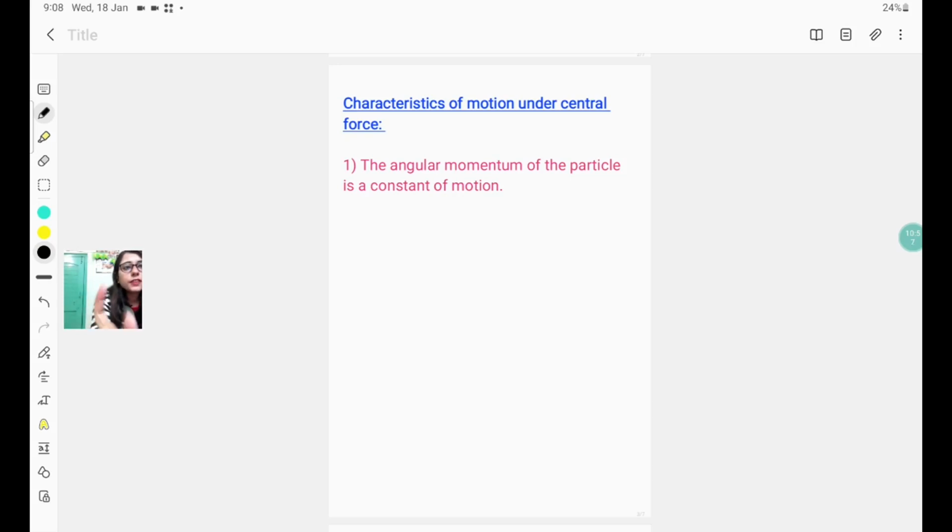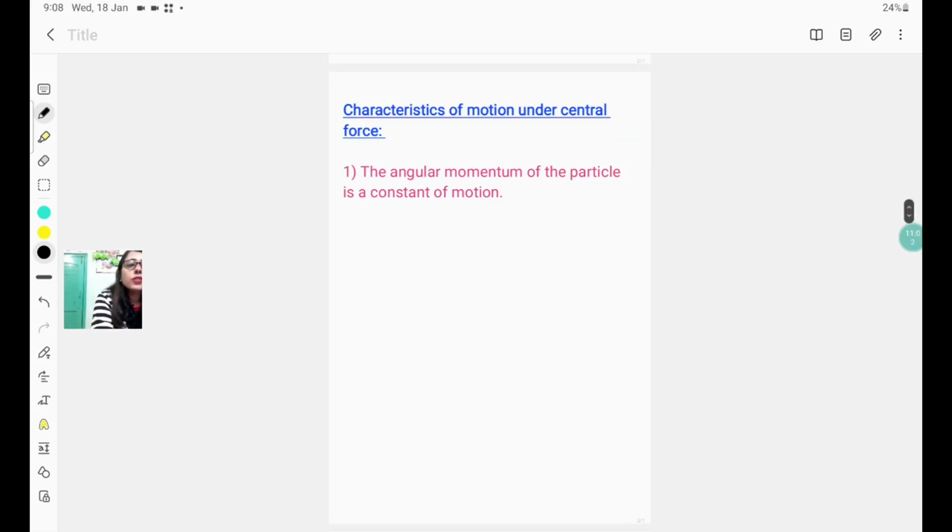Now the first characteristic, number 1: the angular momentum of the particle is a constant of motion. Now, what is angular momentum and how is it written? The symbol of angular momentum is L, right? If the linear momentum is written as P, then L is called the angular momentum. They are basically the symbols.